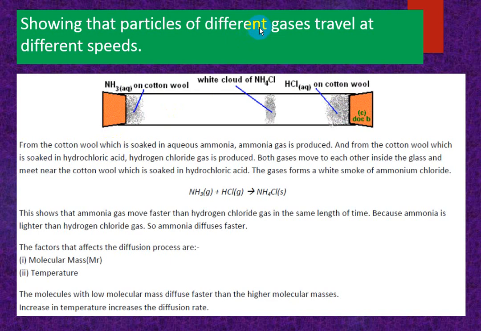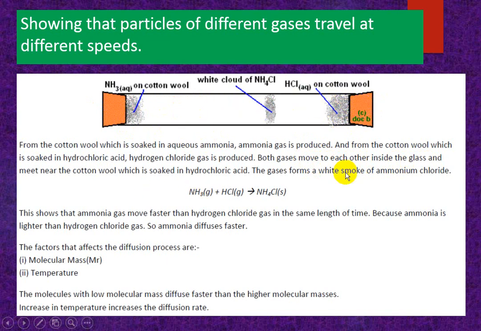Cotton wool is soaked in aqueous ammonia, and ammonia gas is produced here. And from the cotton wool soaked in hydrochloric acid, hydrogen chloride gas is produced here on the right. Both gases move toward each other inside the glass tube. Ammonia gas moves from left to right, and hydrogen chloride gas moves from right to left.